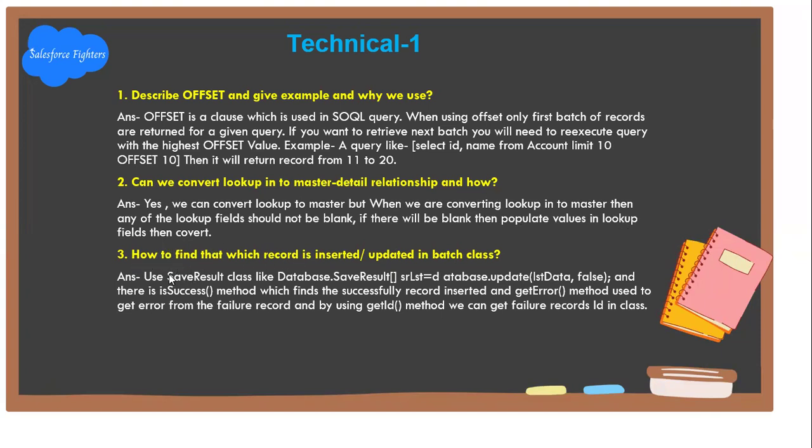Next question: how to find which records were inserted or updated in the batch class? Use the SaveResult class, like List<Database.SaveResult> = Database.update(list, false). There is an isSuccess method which finds the successful records. Insert and the getErrors method are used to get errors from the failed records, and by using the getId method we can get the failed record IDs in the class.